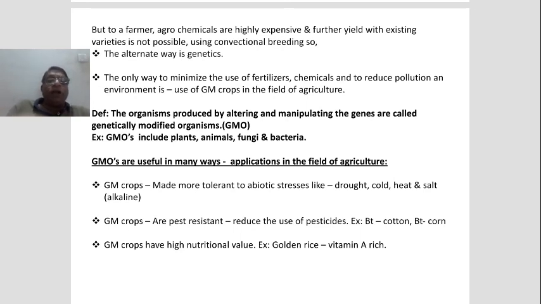Genetically modified crops are made more tolerant to abiotic stresses. It means the plants or the crops are modified to overcome the drought situation. Drought.